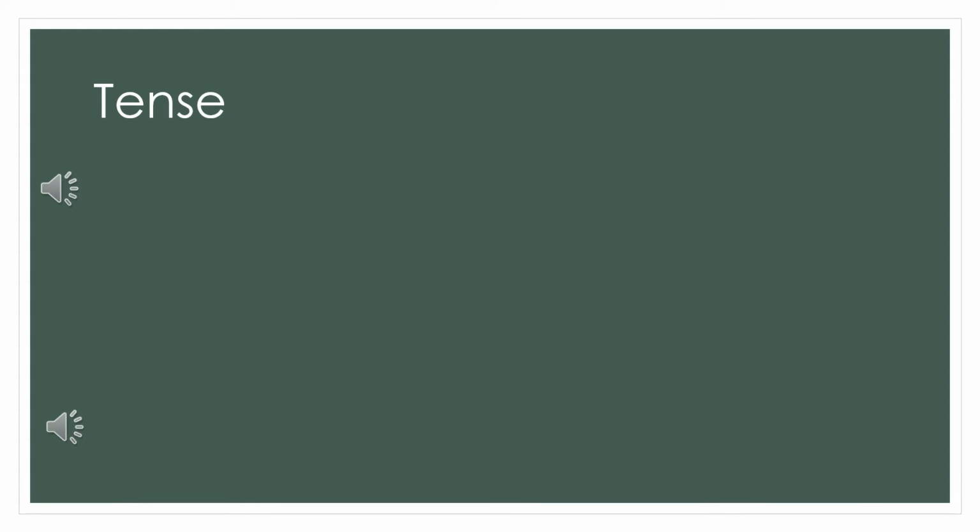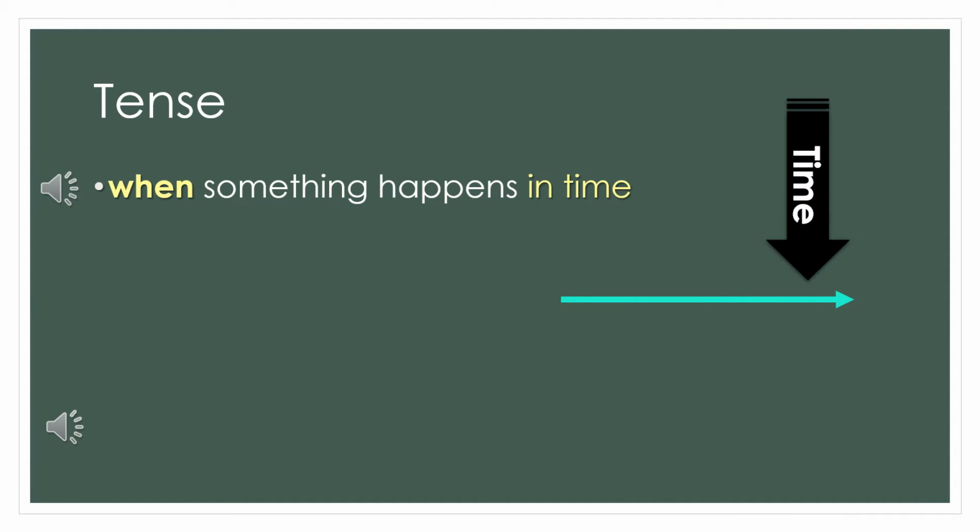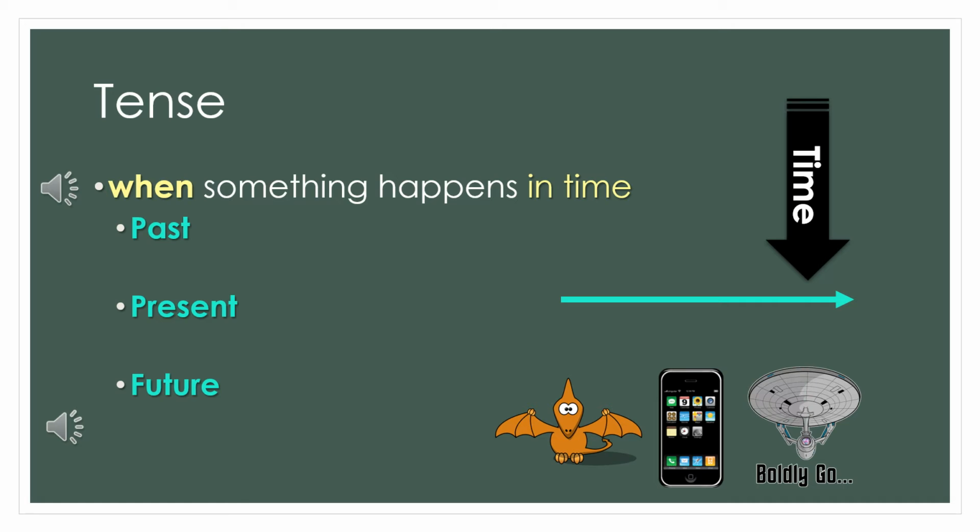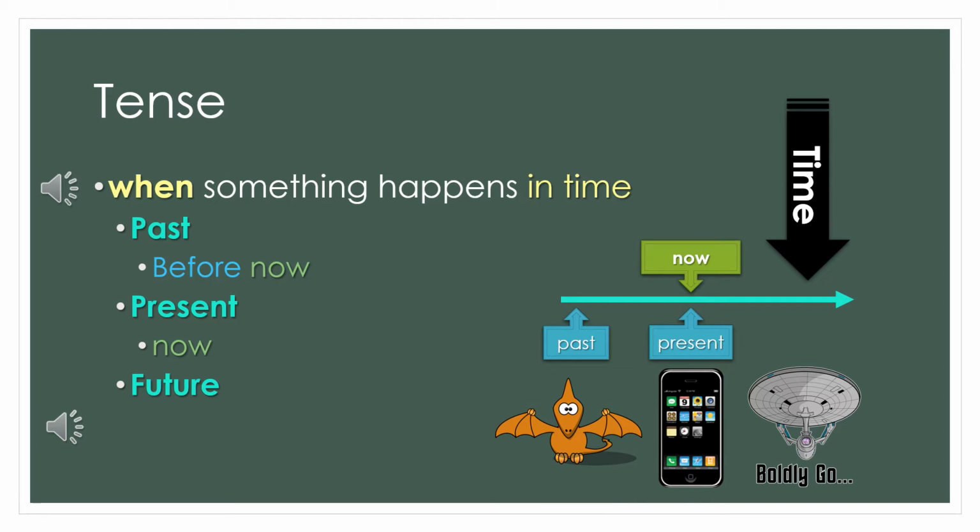As a reminder from Lesson 1B on present simple, tense is when something happens in time. In English, there are three tenses: past, present, and future. The present is an event that is happening now. The past is an event before now. The future is an event after now.